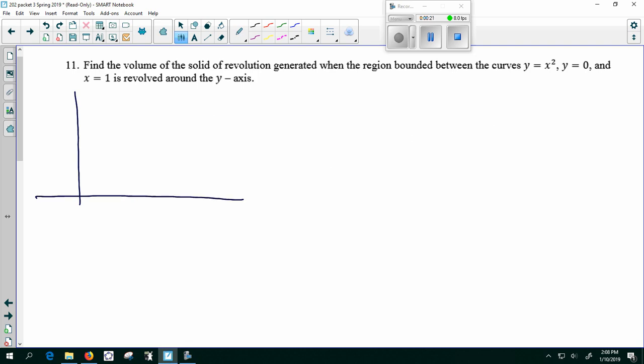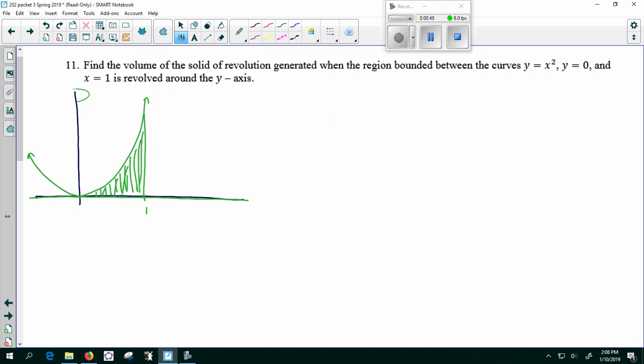Okay, so I'm going to try to sketch this region. y equals x squared is pretty familiar. Looks like this. And then y equals 0 is the x-axis. And x equals 1 is a vertical line at 1. So I'm looking at this region bounded by those three curves.